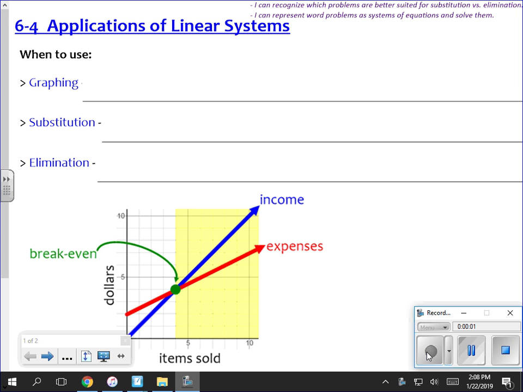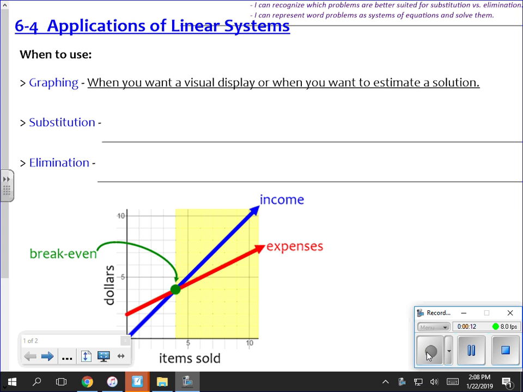So, applications of linear systems. There's kind of two parts to today's notes. First one is when to use graphing for solving systems. When do I use graphing? When I want a visual display or when you want to estimate a solution.